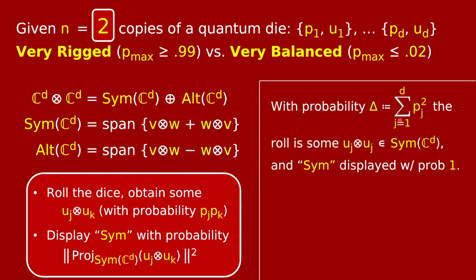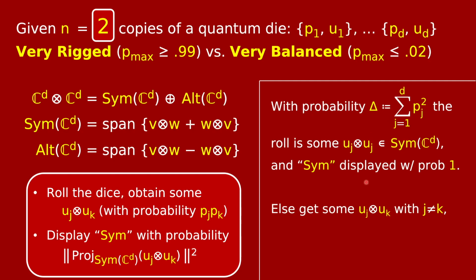Remember we saw, when we were studying the classical case, that this here is the probability that the two rolls are the same. So with probability delta, equal to the sum of the squares of the pj's, the roll will be of the form uj tensor uj for some j. And this vector, uj tensor uj, is symmetric. It's in the symmetric subspace already, so its squared projection length is 1, and we display sim with probability 1 in that case.